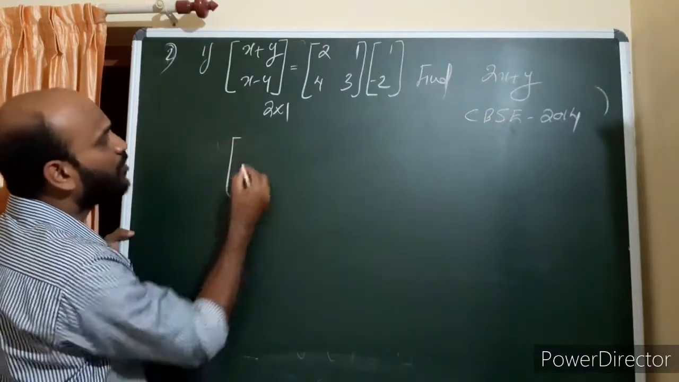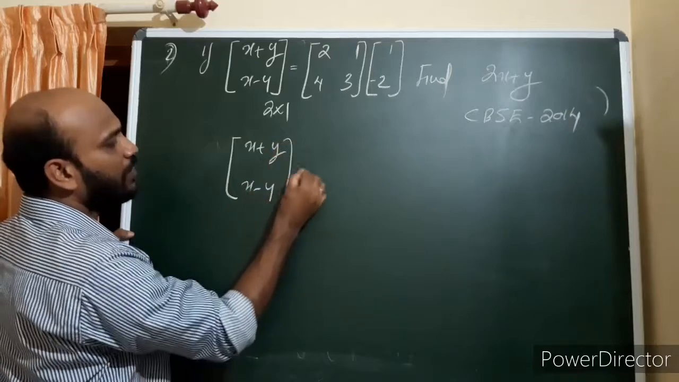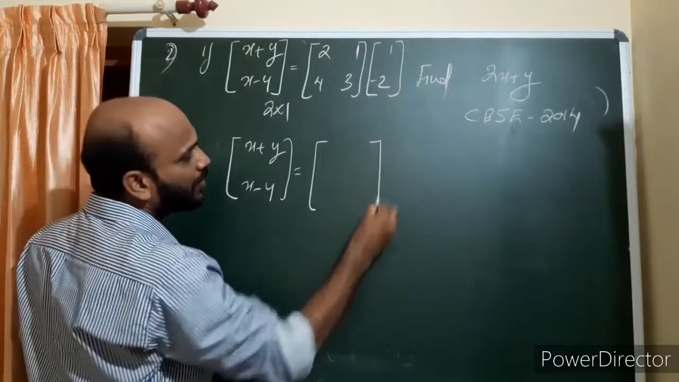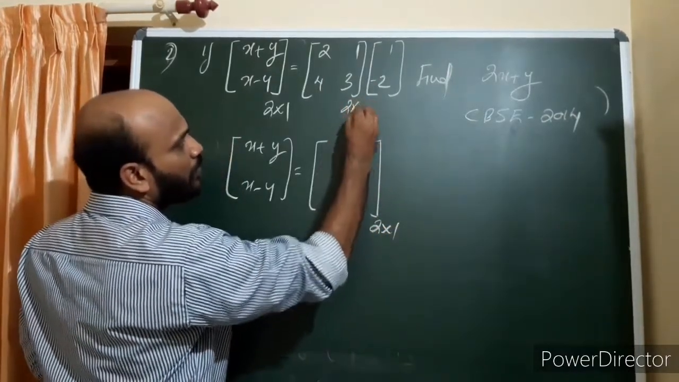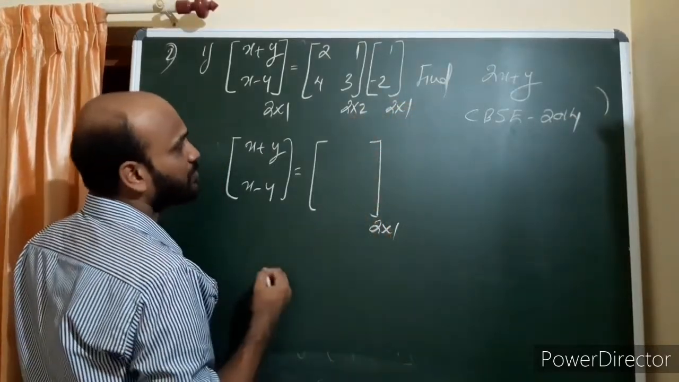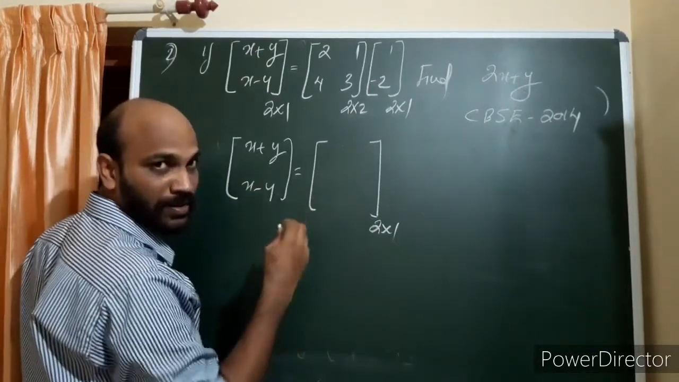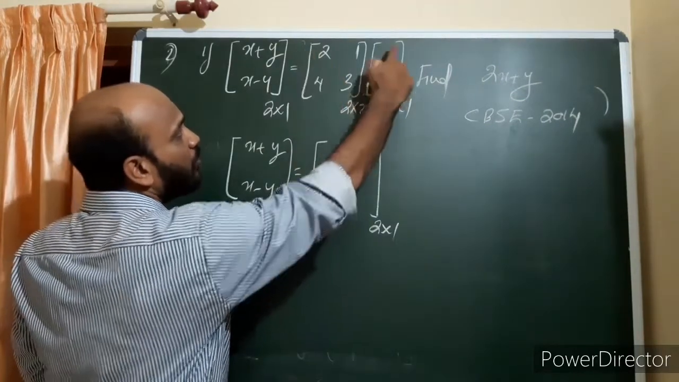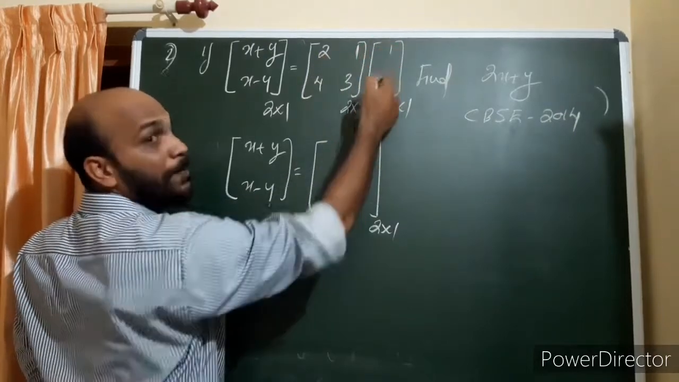Then you substitute the values of x and y in that expression. So the left hand side will be [x plus y; x minus y]. On the right hand side you have to multiply these two matrices. The resultant matrix will be a 2 by 1 matrix: 2 by 2 into 2 by 1 gives a 2 by 1 matrix. So the elements are A11 and A21. For getting A11, you multiply the first row and first column. The first row is 2, 1 and the first column is 1, minus 2.